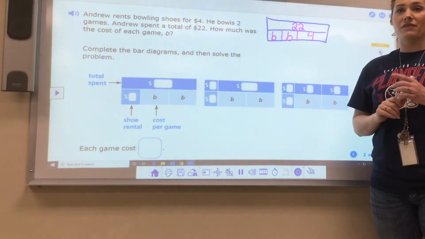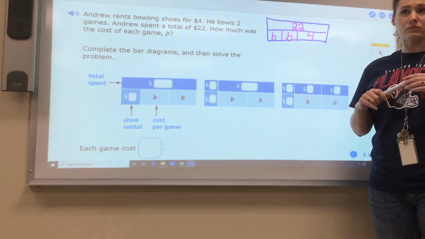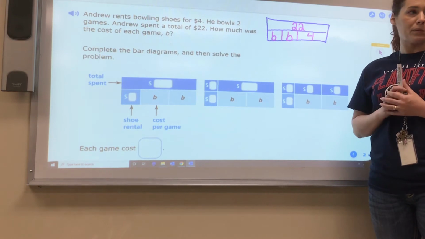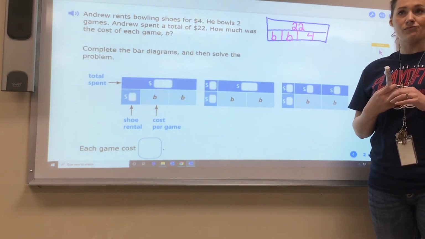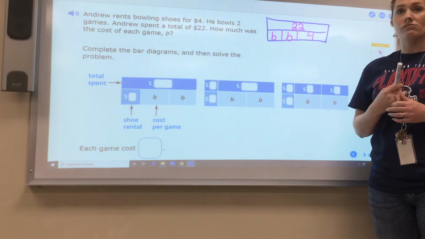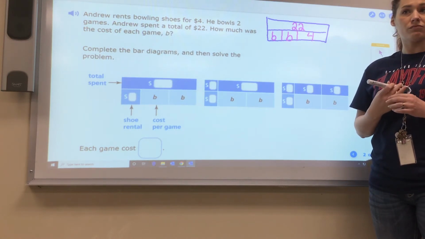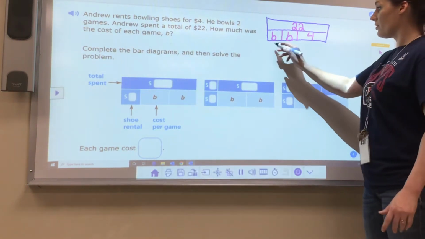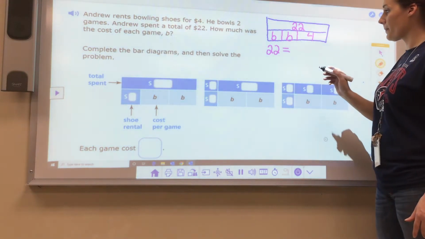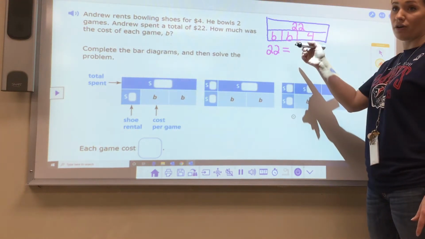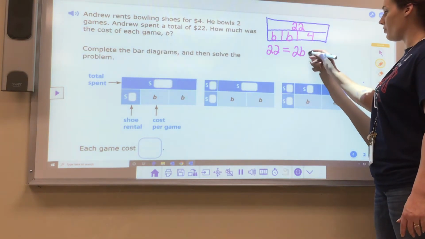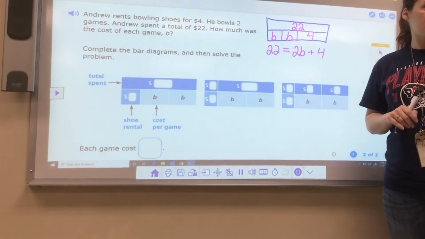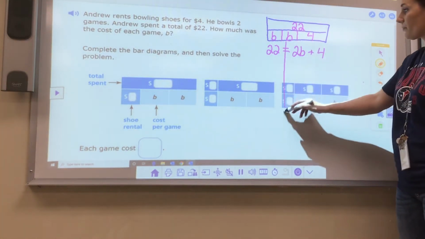Okay, what would be my equation if that's my bar diagram? What would be my equation? Jace, you had your hand raised. You want to try it? $22 equals 2b plus 4. How many b's are here? 2b plus 4. There you go. Okay, 2 games of bowling plus $4 shoe rental.